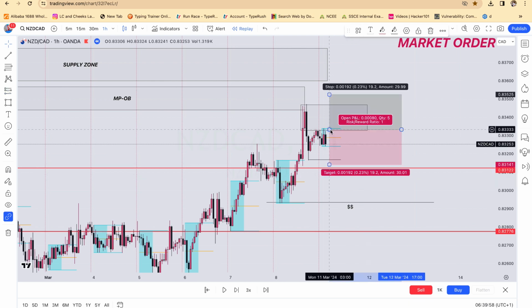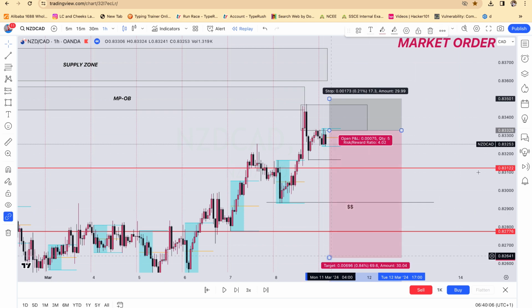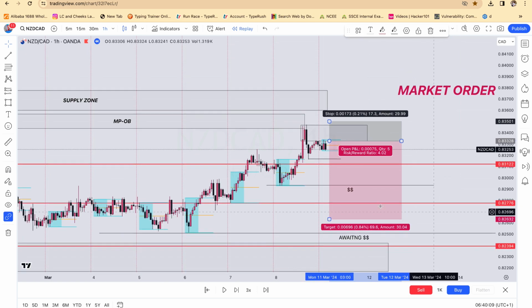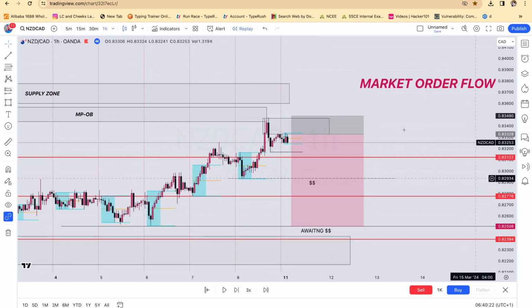So here is my entry and my stop loss above that high. Here my TP is going to be at that awaiting structure. This is how I call this 1:5 RR here. So this is how it looks, guys. You can see, this was the first entry that I sent to the group.